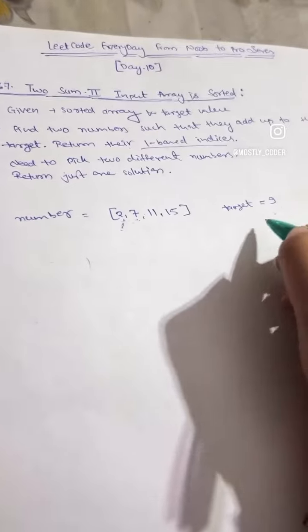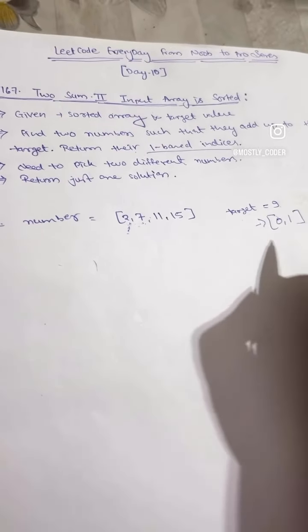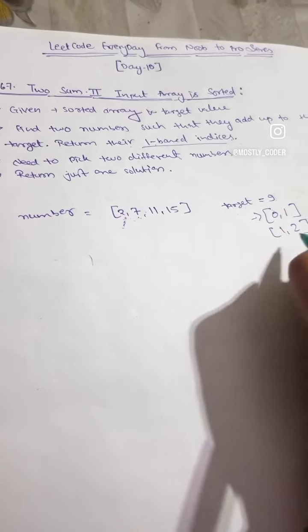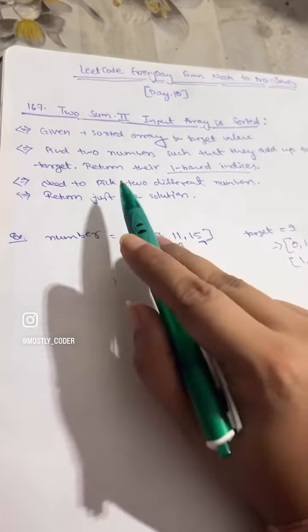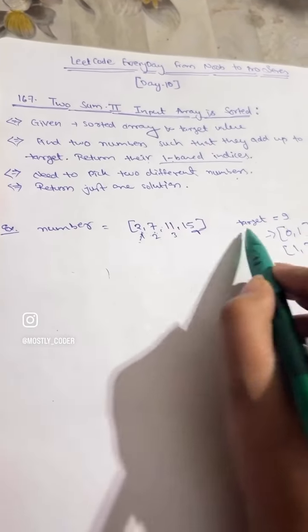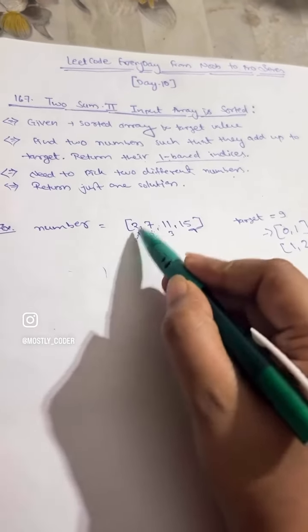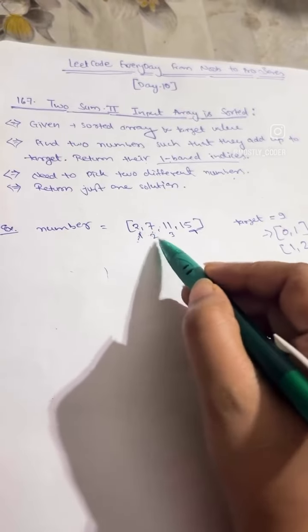And here if we returned the zero-based indices, it would be 0 and 1, but here we need to return one-based indices, so this will return 1 and 2. It will start with 1, 2, 3 and 4. Okay, we need to pick two different numbers. Suppose the target value is 4, we can't pick 2 two times. So both the indices should be different.